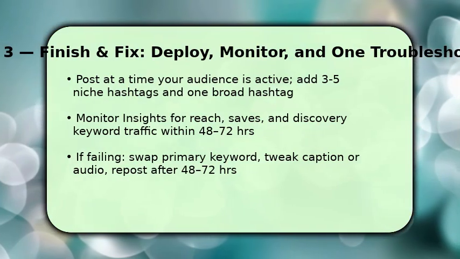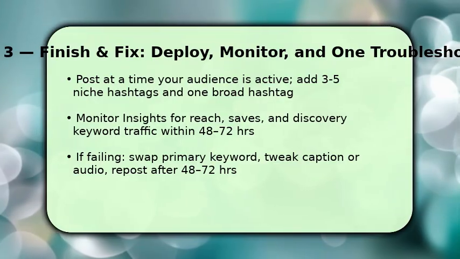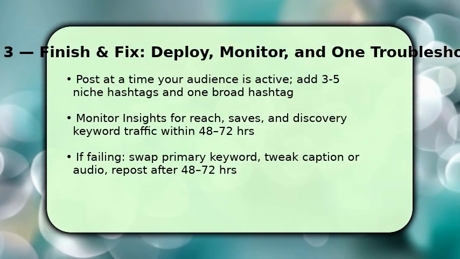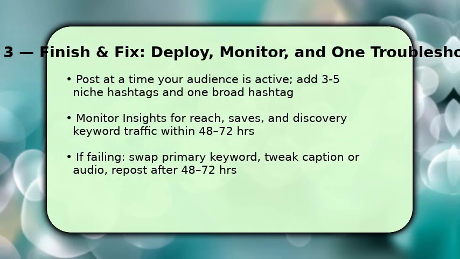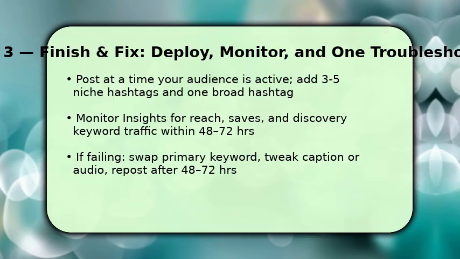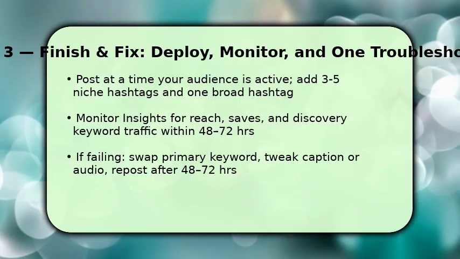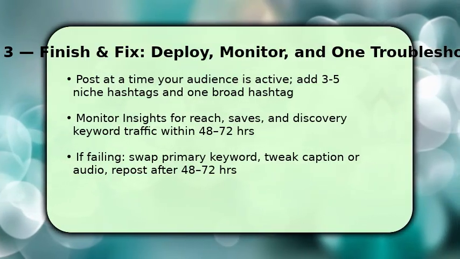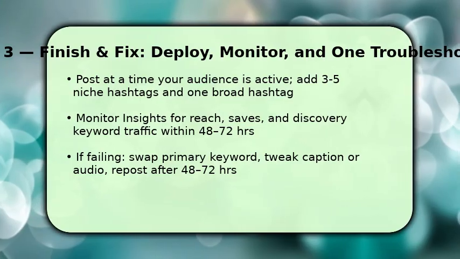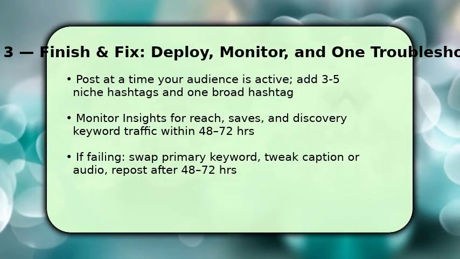You finish by publishing strategically and optimizing after feedback. Post when your audience is most active, include 3 to 5 niche hashtags plus 1 broader tag, and ensure your caption opens with the primary keyword. Once posted, monitor insights for reach, saves, and discovery sources over the next 48 to 72 hours.